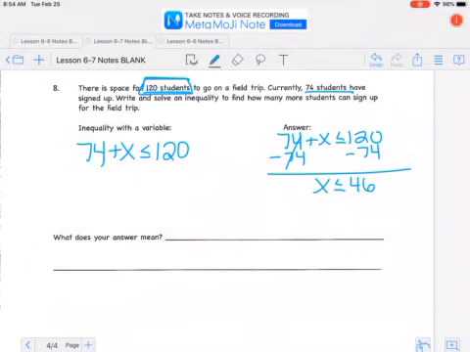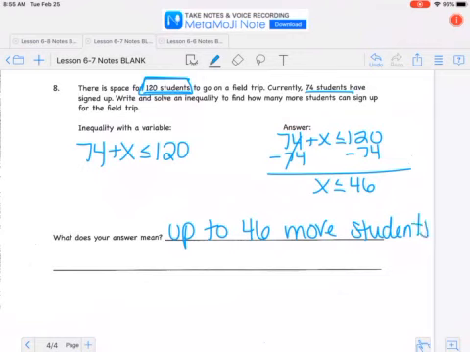So this would mean that up to 46 more students can sign up for the field trip.